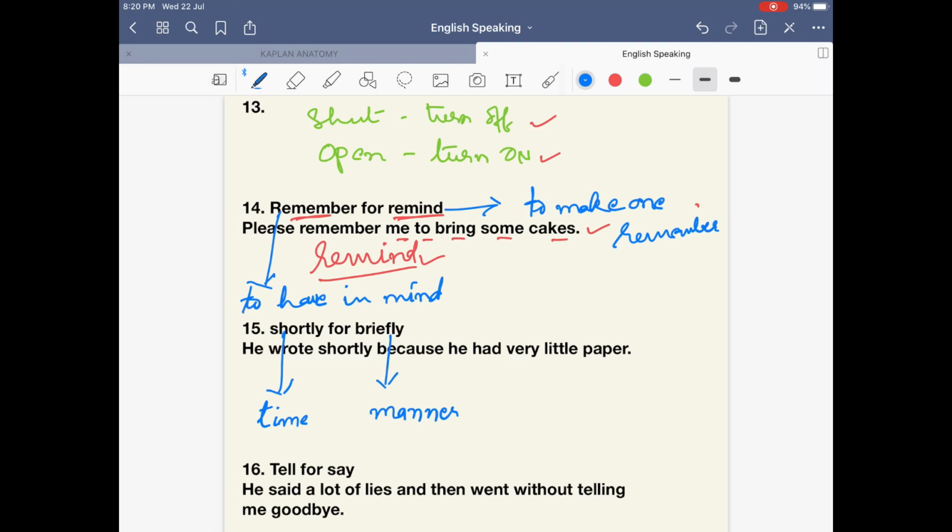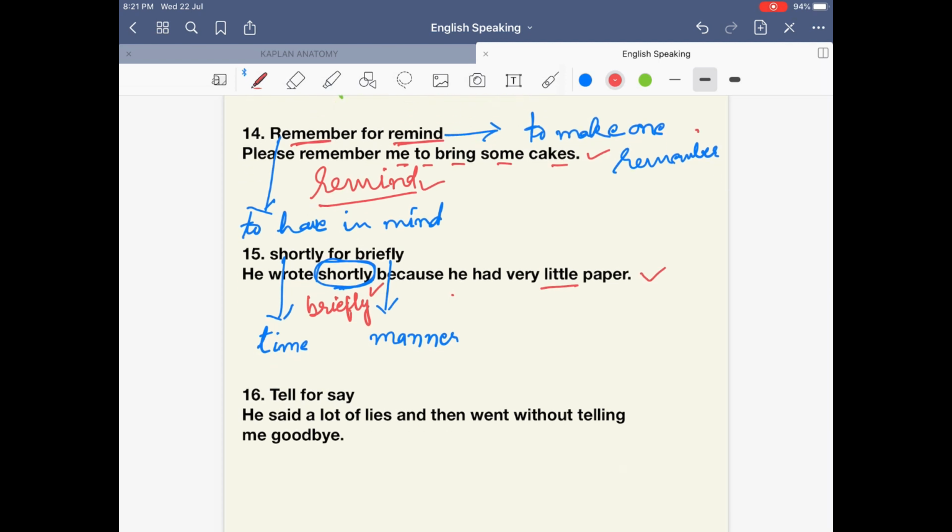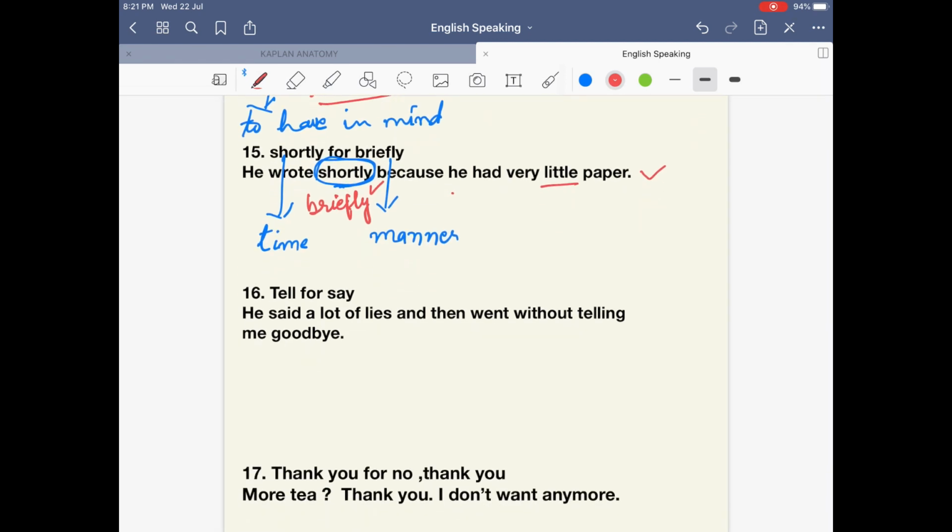So, the sentence is "He wrote shortly because he had very little paper," and this word is not suitable here. This word is wrongly used. What it should be is "He wrote briefly." This is the right word used here. He wrote briefly. Why? Because he had very little paper. This is the right correction to be kept in mind for your future use.